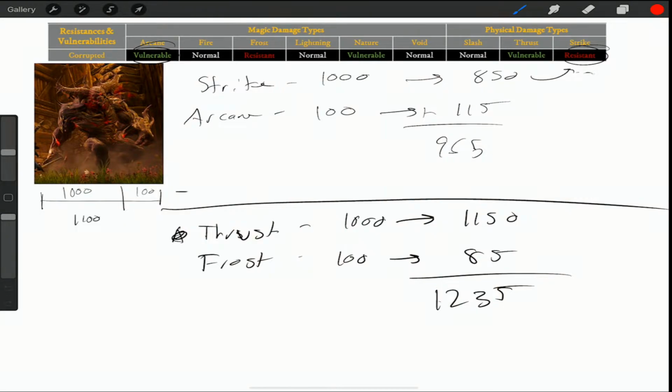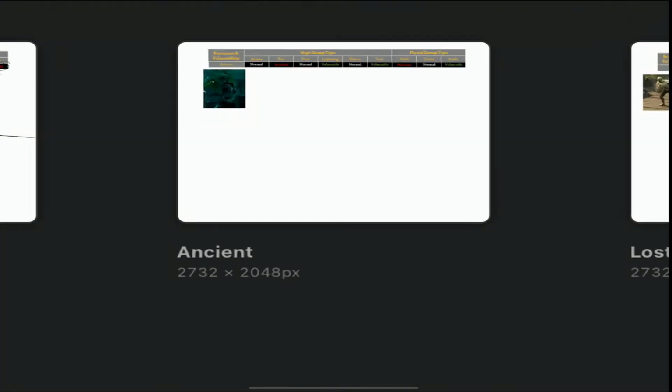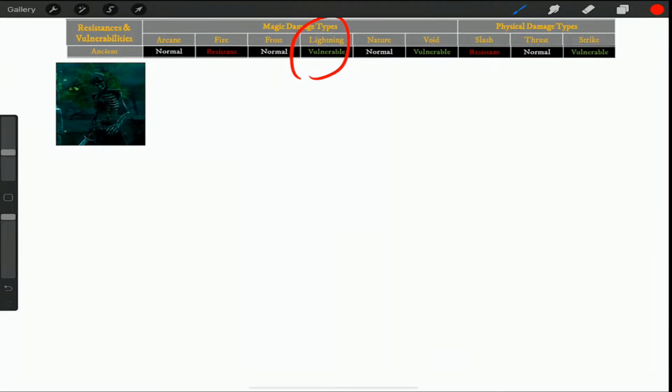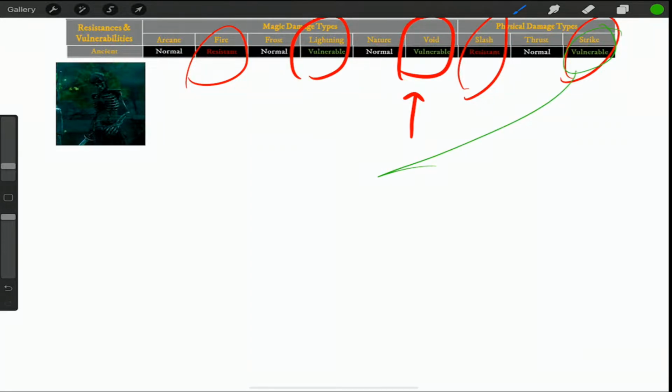Let's continue looking at our examples by changing our attention to ancients. Ancients are vulnerable to lightning and void. They're actually the only ones vulnerable to void. They're resistant to slash and fire, and they're also vulnerable to strike. So when you're fighting ancients, you want to think about Thor. By that, I mean you want to use a strike and you want to use lightning. So you basically want to use Thor's hammer.